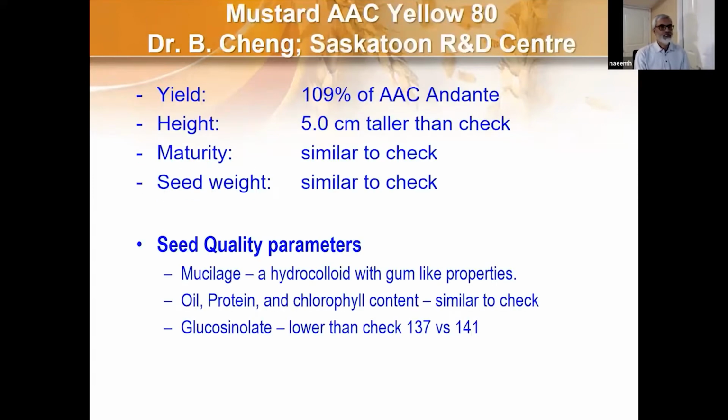Mustard variety AAC Yellow 80 came from Dr. Bifeng Cheng's research program at Saskatoon Research and Development Centre.